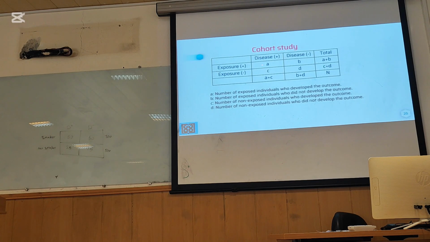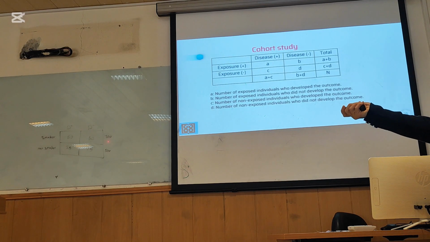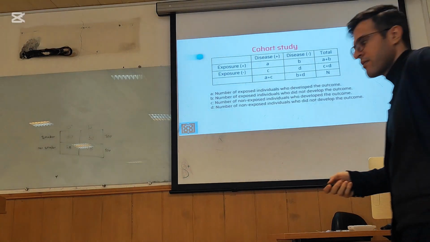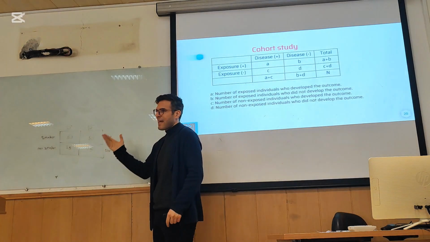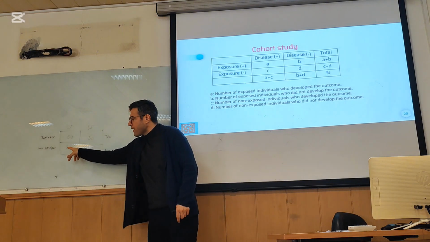It's a standard table. And what's the meaning of cell A in the table? People who are exposed and have the disease. Yes. And cell B? Who have been exposed but did not get the disease. C? Not exposed and developed the disease. And D? Not exposed, not developed. Please calculate the incidence in smokers and non-smokers based on this table. It's a cohort study. Please calculate the incidence of disease in the exposed group and the non-exposed group.